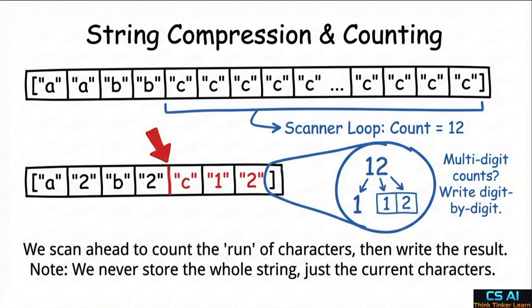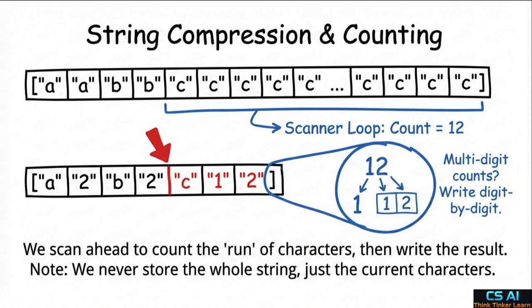In-place manipulation is not just about numbers. It's huge for string compression. Imagine an array of characters like AA, BB, C, and so on. We want to compress it to A2, B2, and so on. We use our two-pointer technique. The read pointer scans ahead to count the run of identical characters. Once it finds the end of the run, let's say it counted 12 C's, we have to write that result.